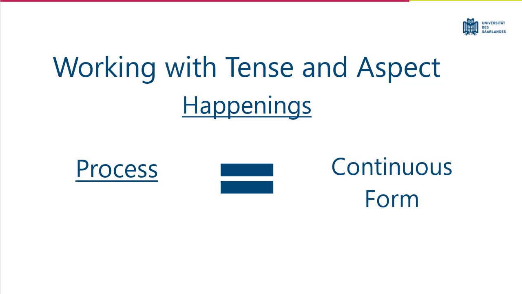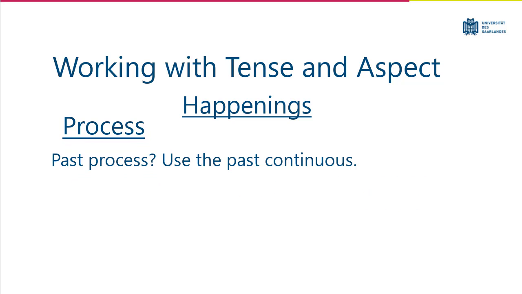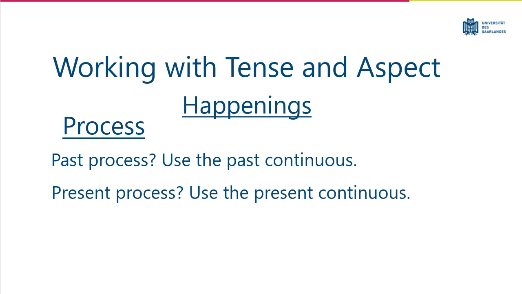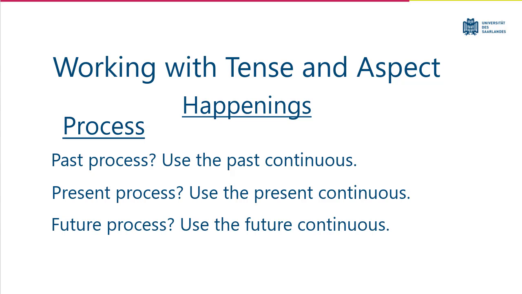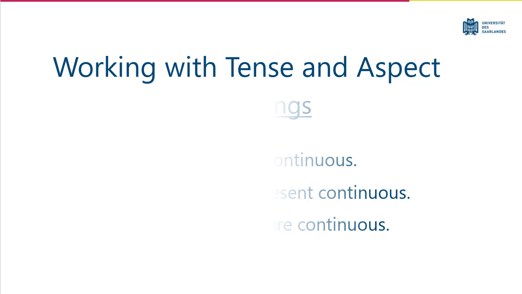To talk about a process in the past, use the past continuous. To talk about a process happening now, use the present continuous. And to talk about a process in the future, use the future continuous. There are, of course, different ways of mixing and matching tenses and aspects, but hopefully this overview gives you a clear idea of how to go and build sentences a bit more confidently yourself.